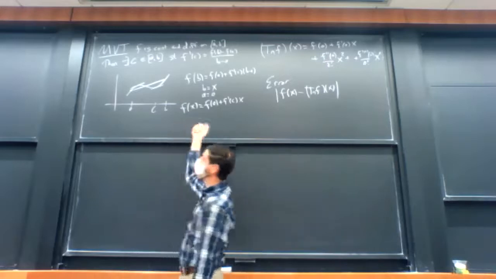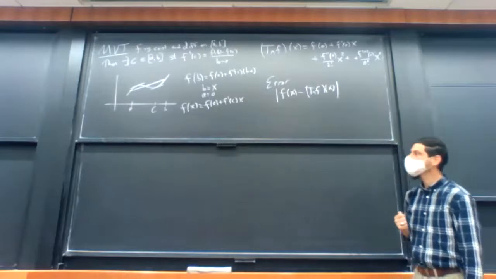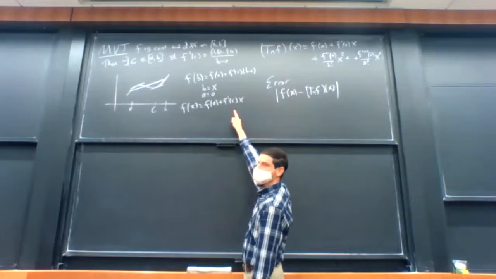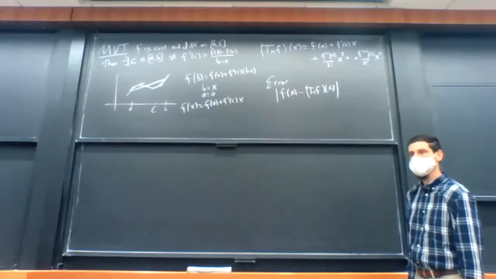The mean value theorem is in some sense a poor mathematician's Taylor series. It's not quite the first order Taylor series. The first order Taylor series would have an f prime of 0. We have instead an f prime of c.